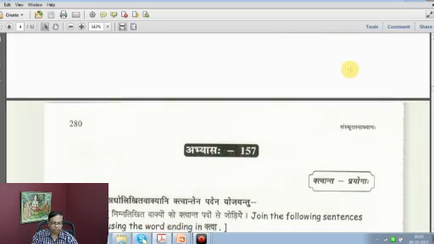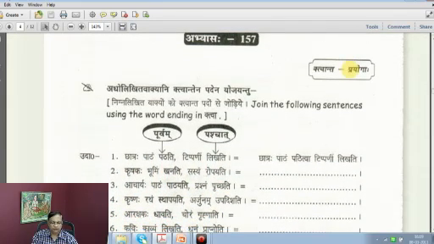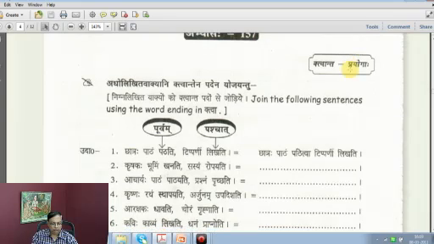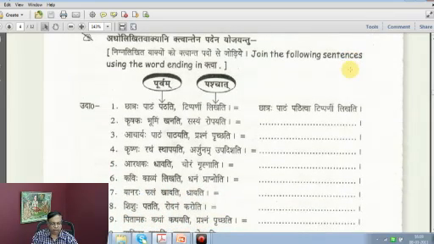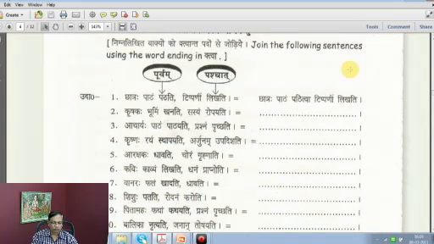Next to page 280 and Abhyasa 157. We still go with the same practice. There are 20 sentences on this page. So Purvam, Paschat, two indications are given like in the previous classes we did. Purvam Chhatraha Patham Patati. Paschat Tippanim Likhati. So this sentence is converted, it is already done. Chhatraha Patham Patitva Tippanim Likhati.